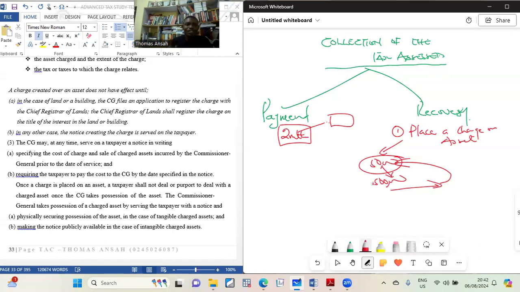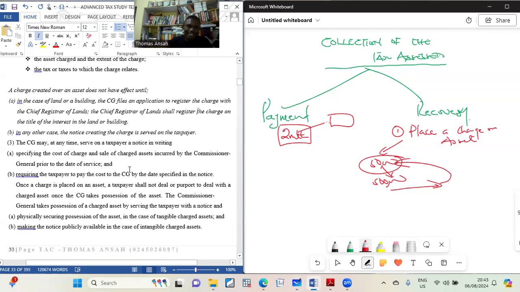Or he can also make it in such a way that you cannot even sell the land in the first place, depending on the money that you owe. So he can create a charge on your assets. But that charge, he must serve to the land registrar, because if it is not there, you can sell the land and somebody can go and buy it. But if he has a charge and you sell the land, when they go to the registrar of lands, they will see that there is a charge on the land. So when they sell the land, they have to settle the Commissioner General first before the money can come to you. So that is placing a charge on the asset.